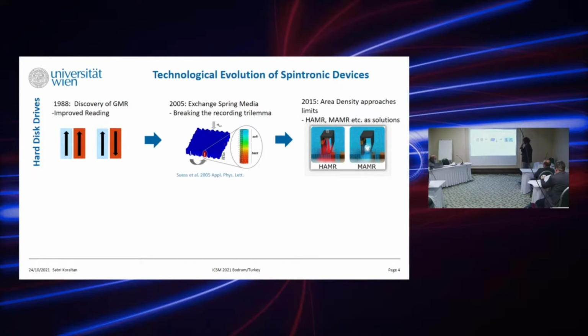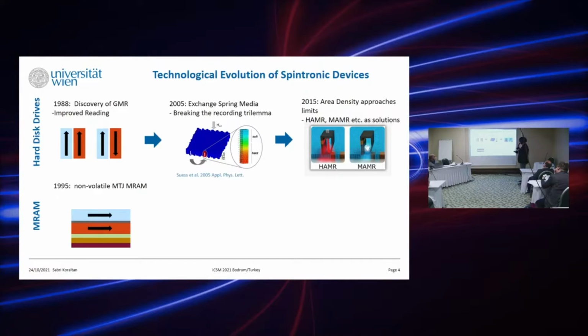But recently we are struggling with the areal density, and new solutions have been proposed, like heat-assisted magnetic recording or microwave-assisted magnetic recording. But we also need memories to process data, and for the calculations in terms of RAM, random access memory. And in 1995, the first non-volatile magnetic tunnel junction-based magnetic random access memory was designed. This is non-volatile, which means low energy consumption, because when we cut off the current and the energy, it still stores the data.